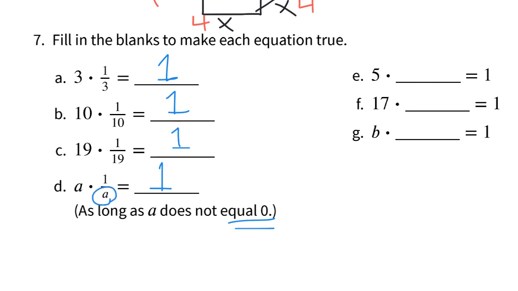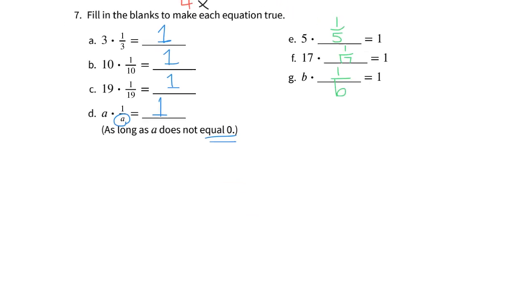Very good. All right, and then scooching way over here, 5 times what is 1? Well, we should be seeing the pattern over here, shouldn't we? And so this is 1/5, this is 1/17, and this is 1 over b, not to be confused with a 6. So there you go. We're looking for patterns there.